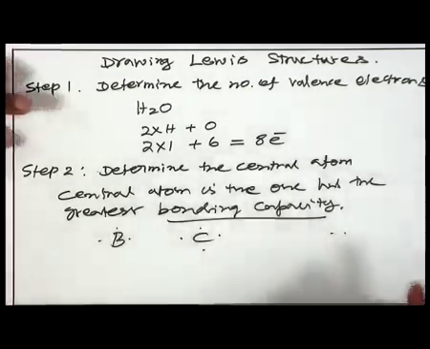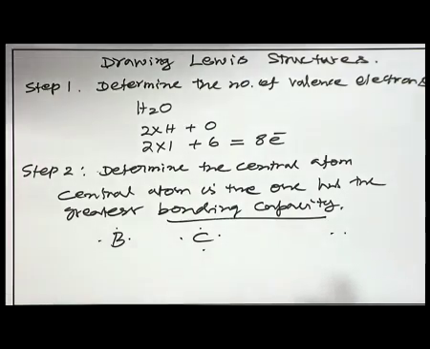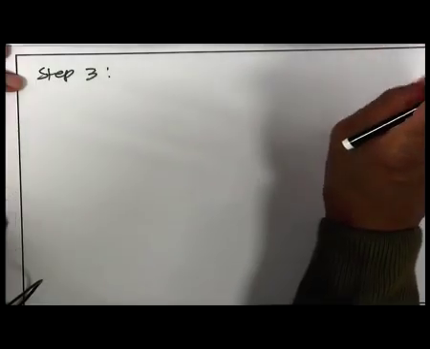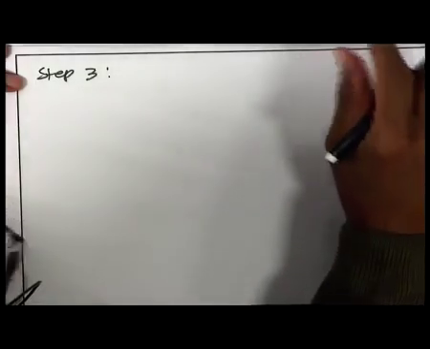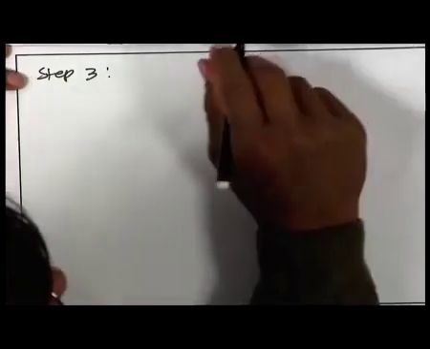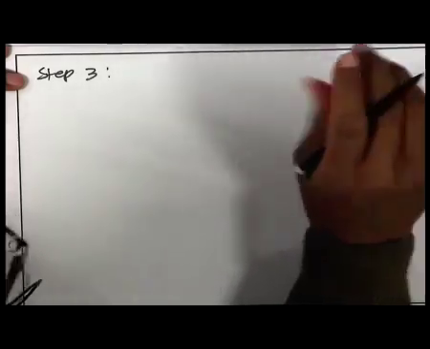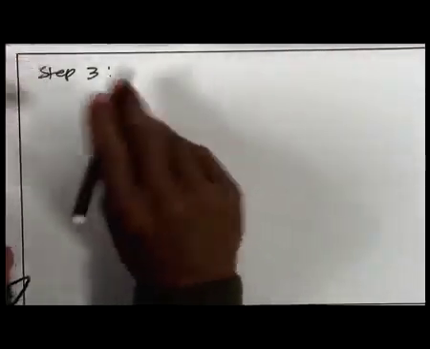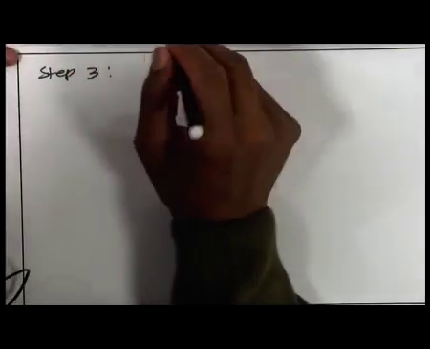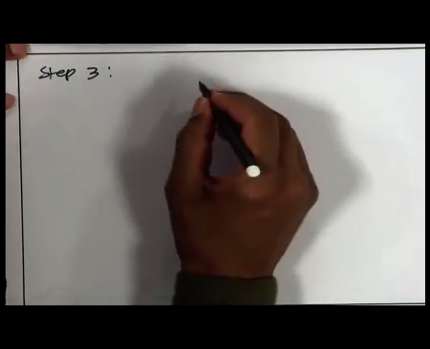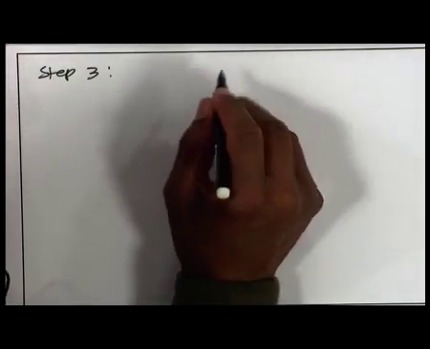You can also choose the central atom based on electronegativity. The less electronegative element is usually the central atom. Now we know the number of valence electrons and what a central atom is. Then the third step is to draw an approximate structure. After determining the central atom, one has to draw an approximate structure.